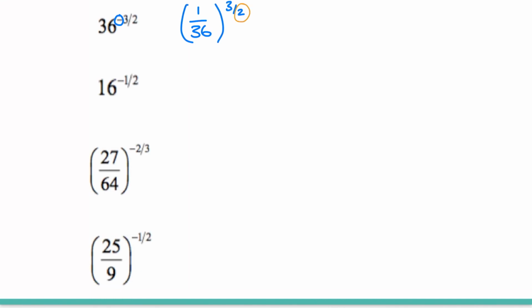So if I square root everything, then I've got the square root of 1 is still 1. The square root of 36 is 6. And now I've just got the 3 left. Now I can do the 3, which is to cube everything. So 1 cubed is 1, and then 6 cubed. You don't have to know this one off by heart, but 6 cubed is 216. You only need to know 1 to 5.